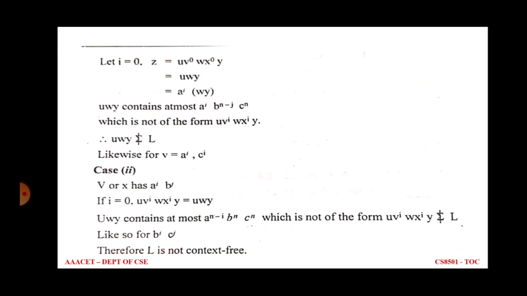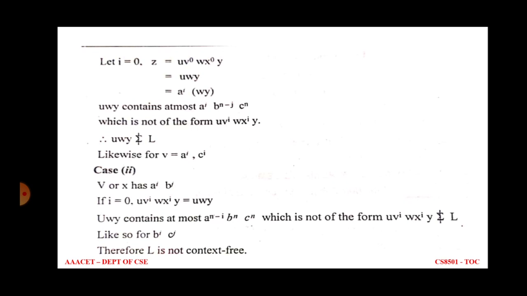Similarly we can do it for case 2. Here we can again take i is equal to 0, so the same condition will occur, u w y. So u w y contains at most a^(n-i), b^n, c^n, which is not of the form u v^i w x^i y. Because u v^i w x^i y belongs to the language, but the result below does not belong to it, so it does not belong to the given language. So the given language is not context free.